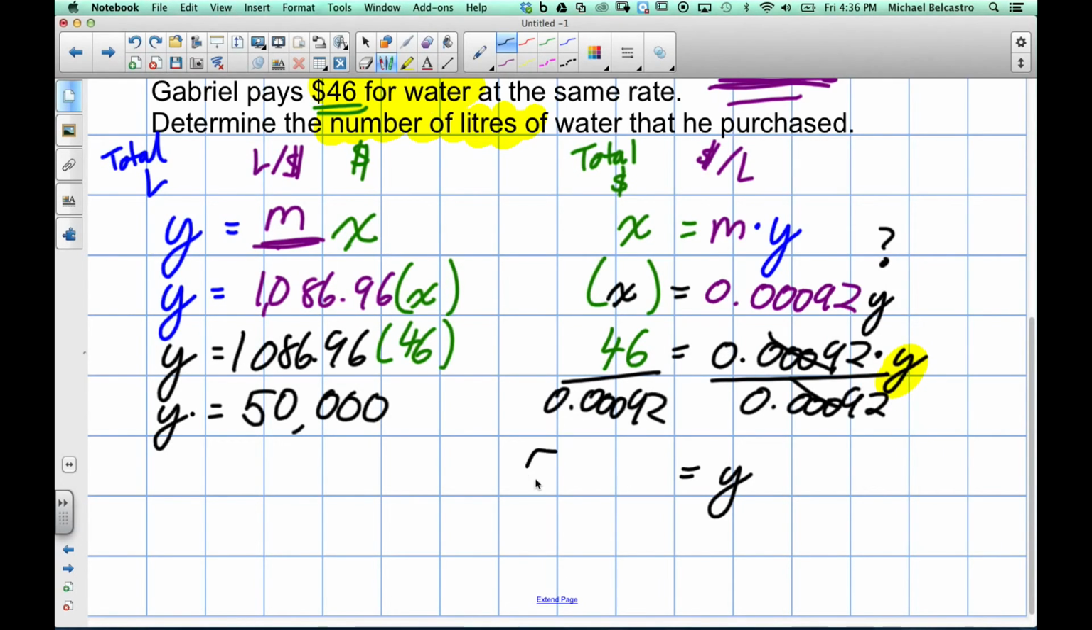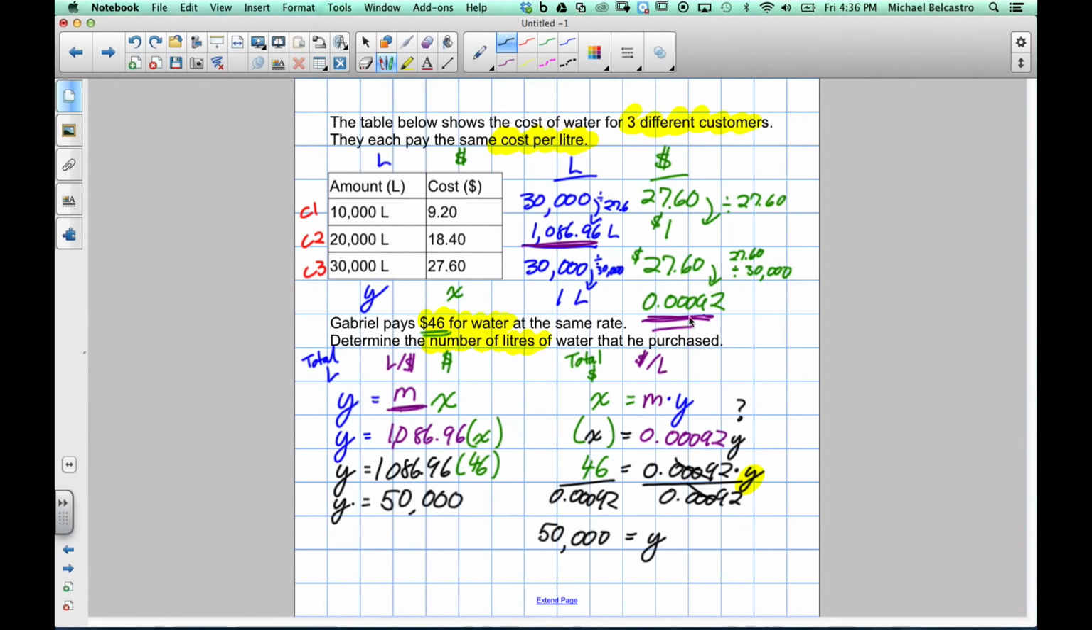So we came at this two different ways, and with both of them we got 50,000 liters for the amount of water Gabriel purchased.